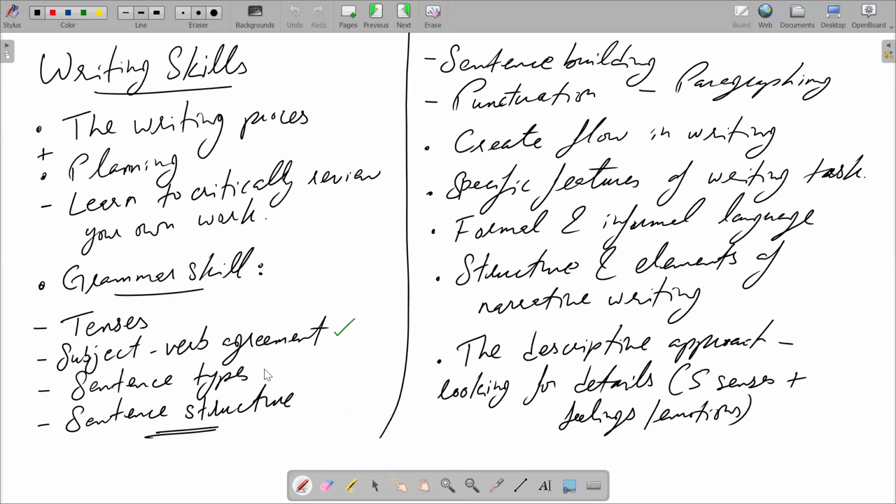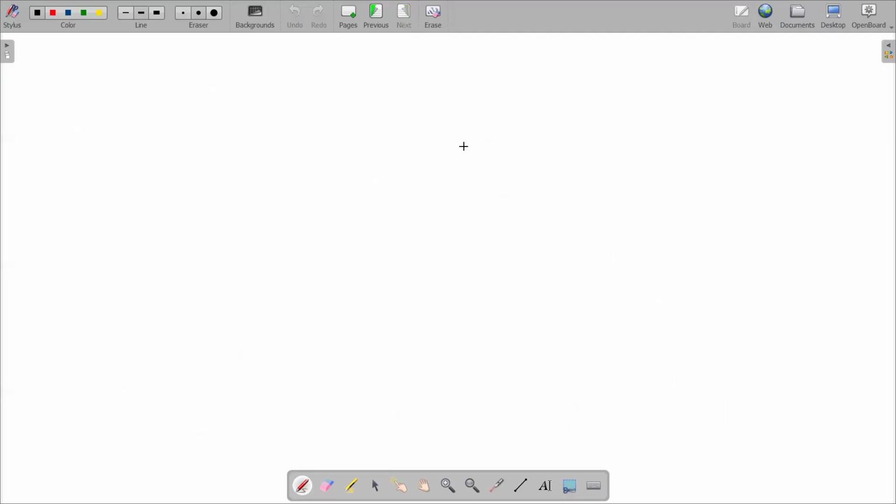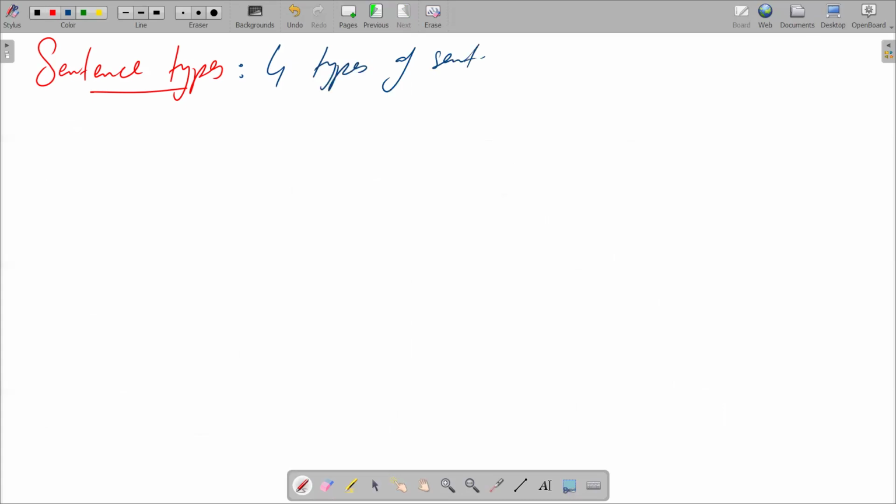Okay, what's next? Sentence types. Okay. So, right, again, something very basic. You have four types of sentences. One is the declarative, you can just call statement.